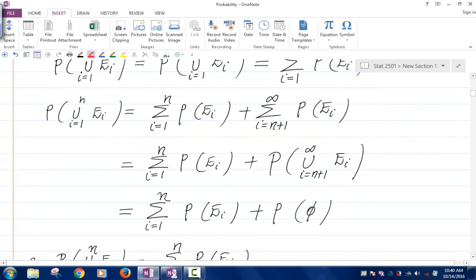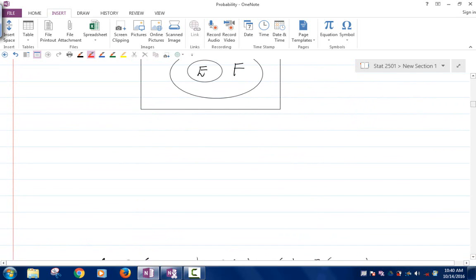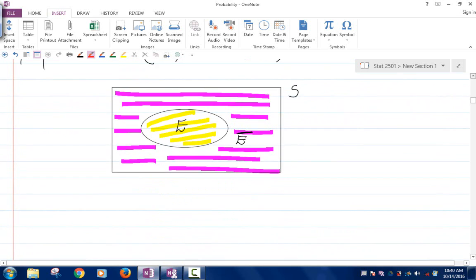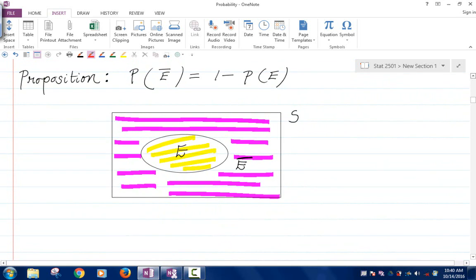Okay, so let's come back to this now. Can somebody give me an argument why that's true? Could you use axiom number 2, which says the probability of S is 1? Okay, how are you going to use that? Probability of S equals the probability of E complement plus the probability of E.